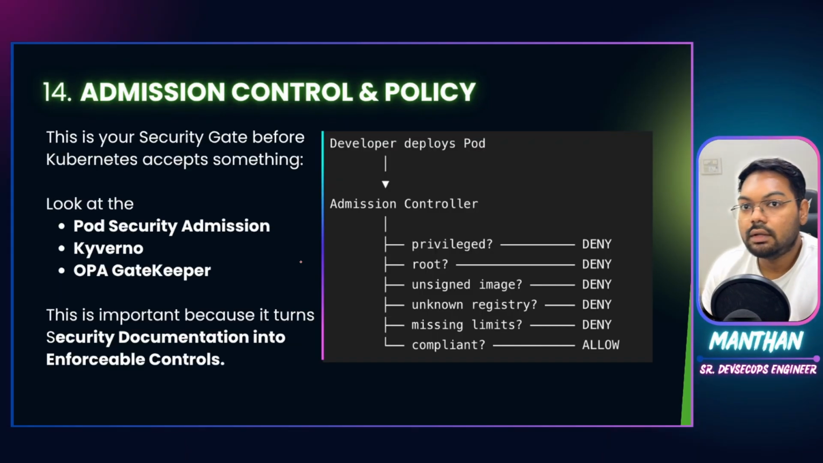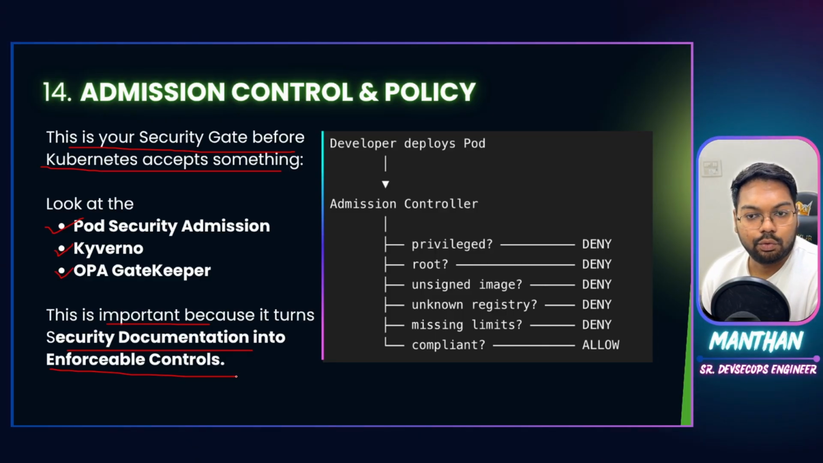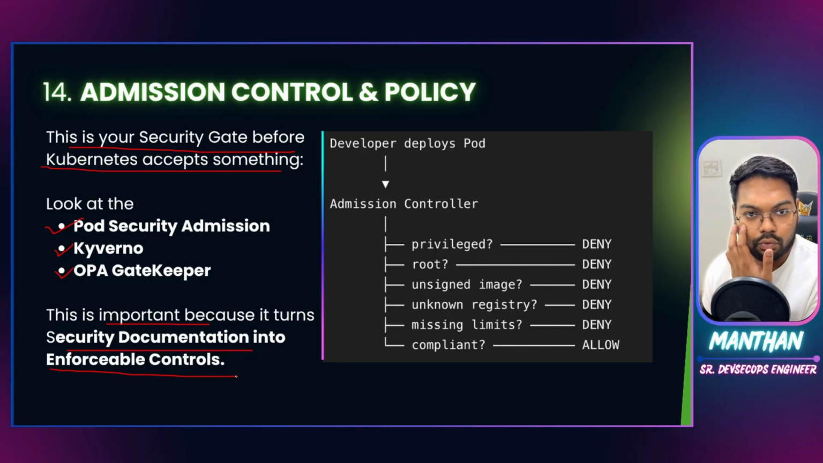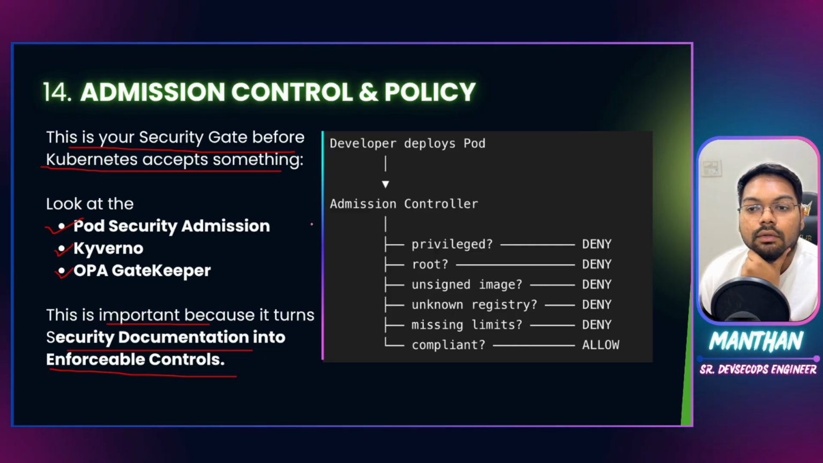The next is admission control and policy. So this is your security gate before Kubernetes accepts something. So look at the pod security admission, or there could be Kyverno or Open Policy Agent as Gatekeeper. Okay. So this is important because it turns security documentation into enforceable control. So you can write certain documentation, and then it would apply it to make your admission control policies more securely accepting certain things. Okay.